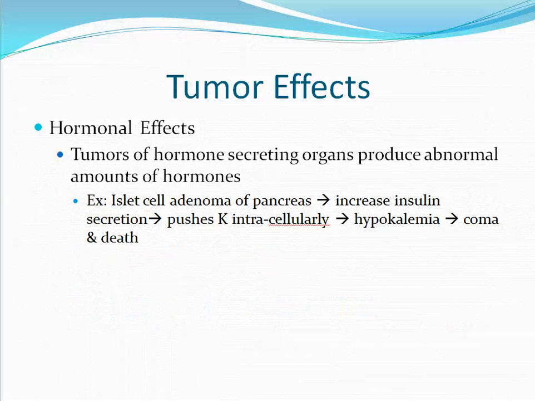Another effect is hormonal effects. Tumors of hormone-secreting organs will produce abnormal amounts of these hormones with potentially serious consequences. For example, islet cell adenoma of the pancreas will result in an increase in insulin secretion. This results in pushing potassium intracellularly, resulting in hypokalemia, low potassium in the blood. This can lead to coma and eventually to death.